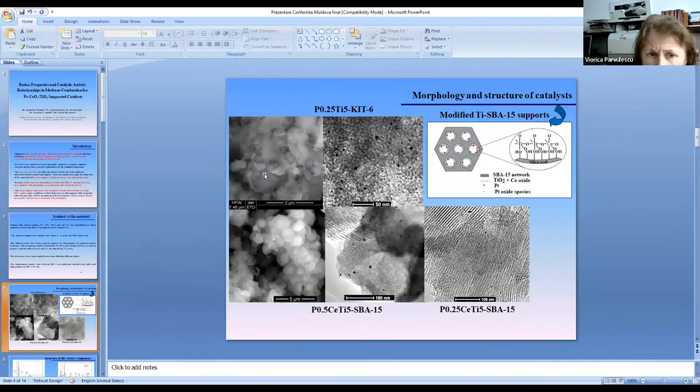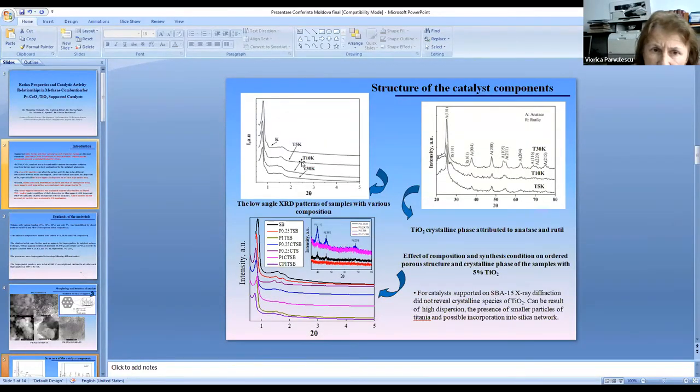contain mesoporous structure typical for KIT6, a cubic structure, and hexagonal mesoporous structure for SBA15. In case of SBA15, the morphology was modified during the synthesis process. XRD patterns at low angles show a typical cubic mesoporous structure for KIT samples and hexagonal mesoporous structure for SBA15.